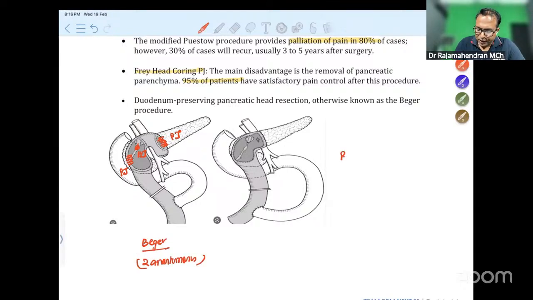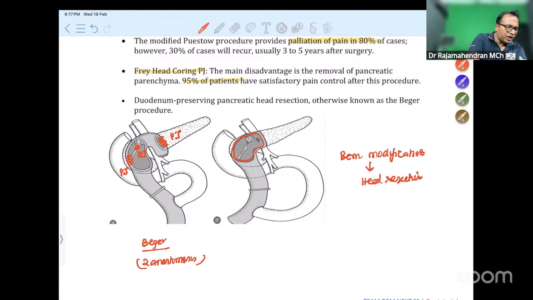In Burns modification of Beger, he just left the posterior capsule. He didn't disturb the posterior capsule, so he did only one anastomosis. Only head resection, head resection and anastomosis also. That's a very important point. You should not forget. What is done in Burns modification of Beger?